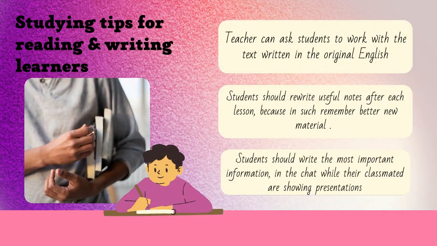Now let's speak about studying tips for reading and writing learners. Since students with reading and writing disposition are characterized by reading and writing information, teachers shouldn't deprive them of this. The teacher can ask students to work with text written in the original English. Also, for such students, it will be really useful to rewrite some notes after our lessons, because these students remember the new material best when they write.